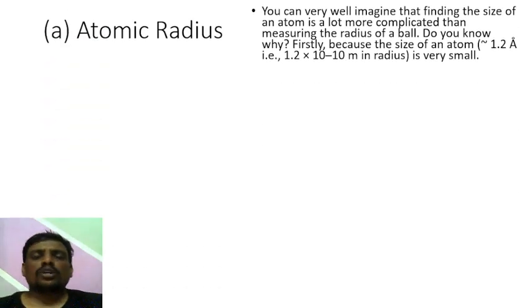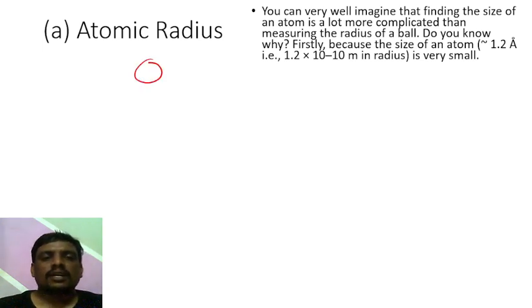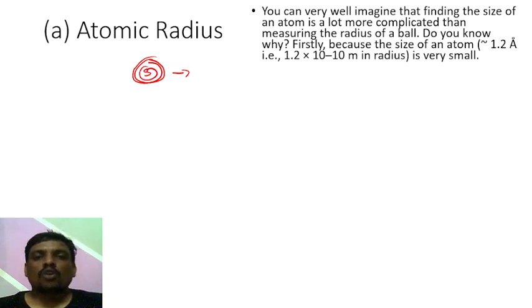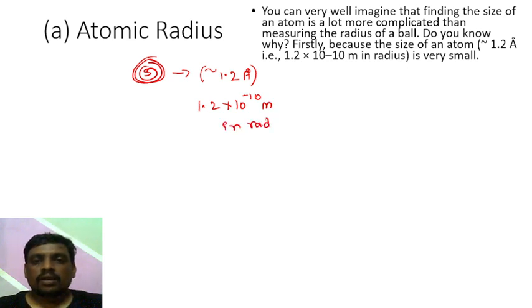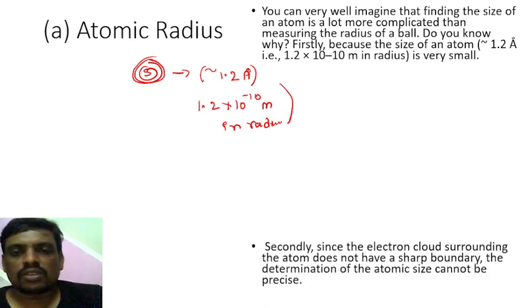Now, atomic radius. What do you mean by radius? Let us take this as an element. This is called a radius. Now, you can well imagine that finding the size of an atom is a lot more complicated than measuring the radius of a ball. First, the size of an atom is approximately 1.2 angstroms, that is 1.2 into 10 to the power of minus 10 in radius. So this is very small as we have seen so far.